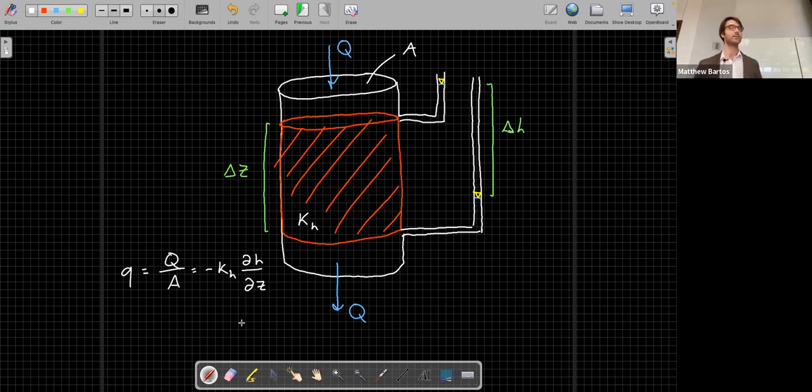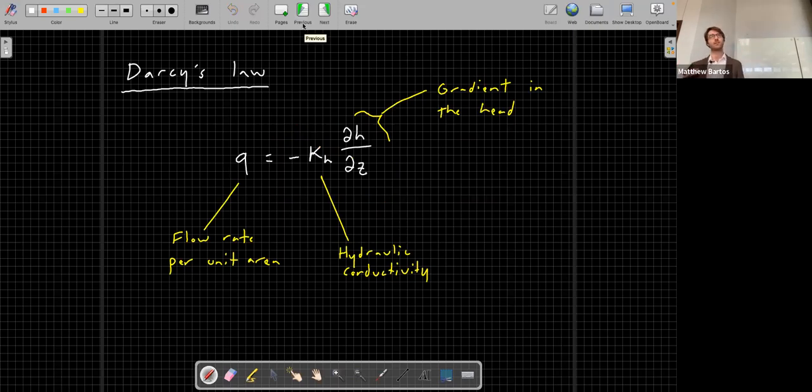Okay, so let's think about the head difference. Let's think about, what are the different components of the head for flow through porous media? Let's say we're doing a force balance on some volume of soil. Let's say we have a potted plant and a pot with some soil in it. And we take the pot, we hold it up, and we pour water into it. What are the forces acting on the water as it goes through that volume?